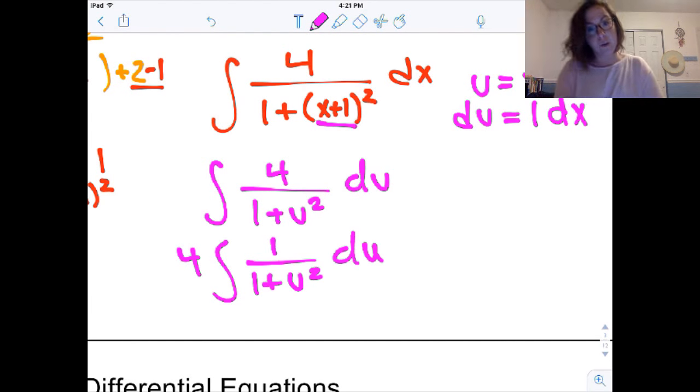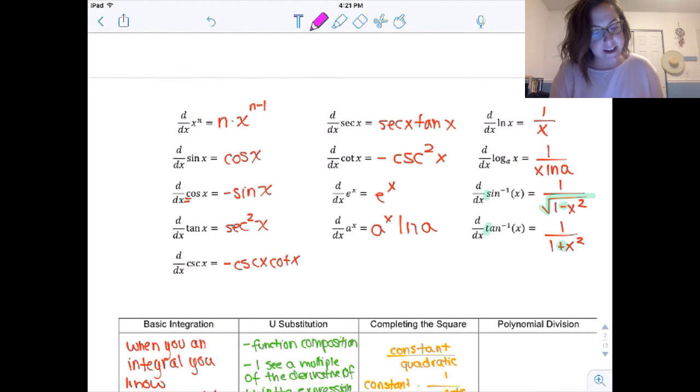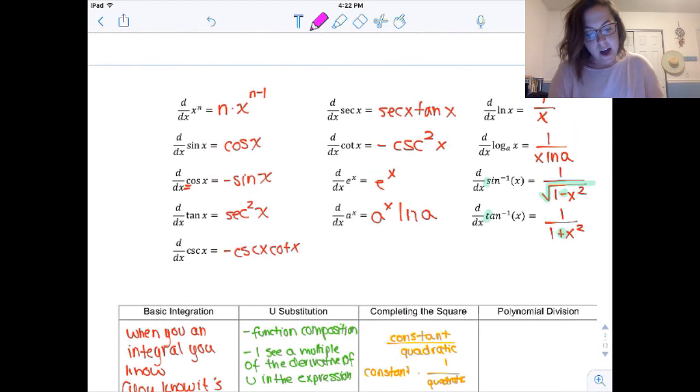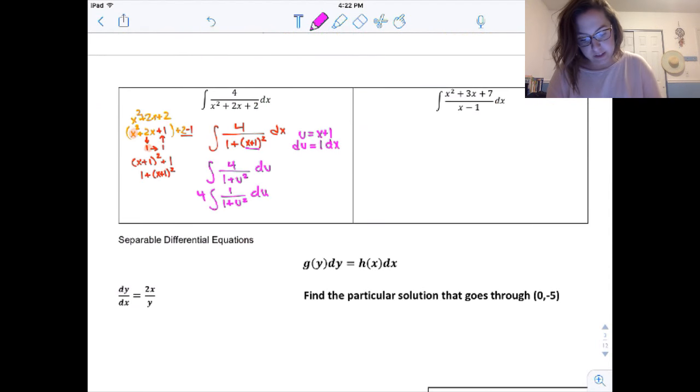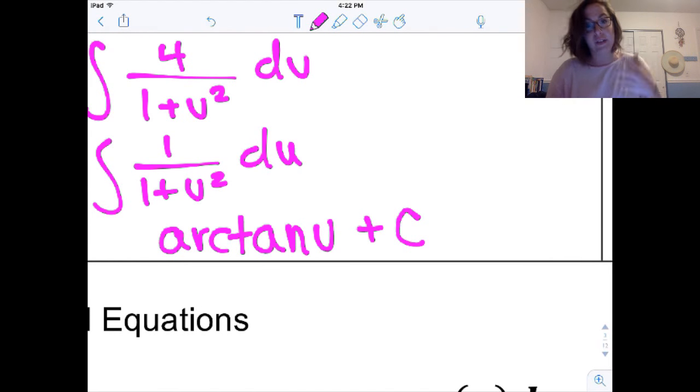Think about your derivatives now. What has a derivative of that? This is one you should know cold. Looking back up at our derivatives, that is the derivative of arctan, right? Tangent inverse. So this is going to be arctan of u plus c. You could also just say tangent inverse.